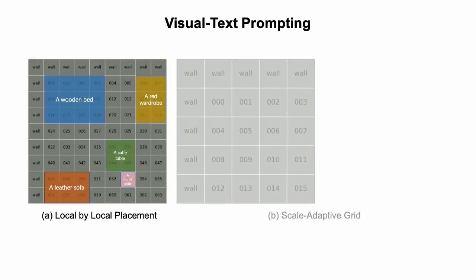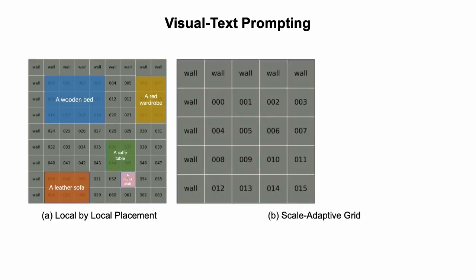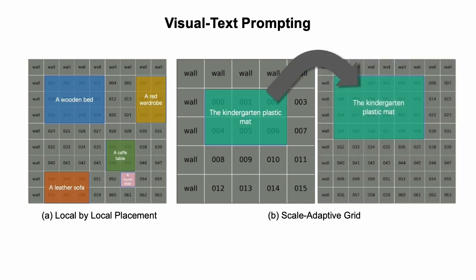Thus, we propose a scale adaptive grid placement. For large items such as a kindergarten plastic mat, we initially place it on a sparse grid to minimize the number of covered cells. We then project it onto a denser grid of the same floor and arrange additional pieces of furniture.